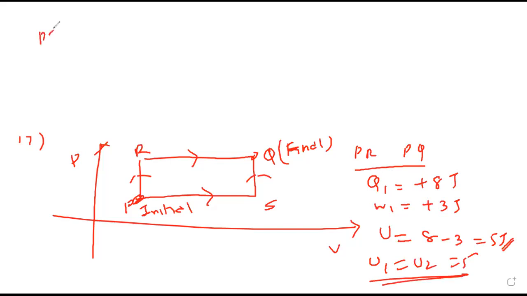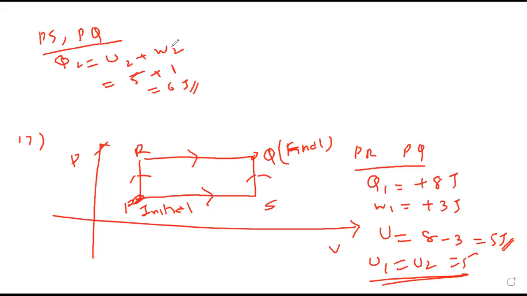Then for PS, PQ, one joule of work is done. In this case, what is heat? So heat Q2 is U2 plus work done. U2 is 5. 1 joule of work is done by the gas. So 1 plus 5, 6 joule of heat is absorbed.